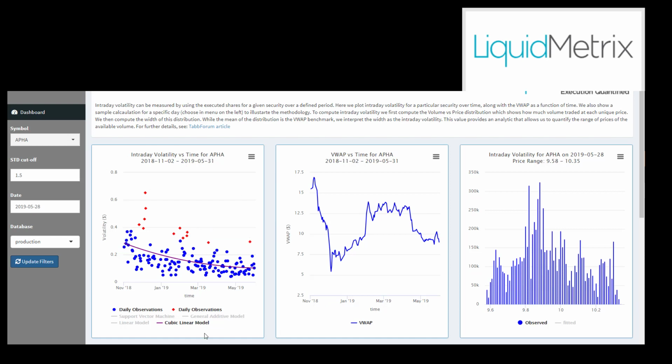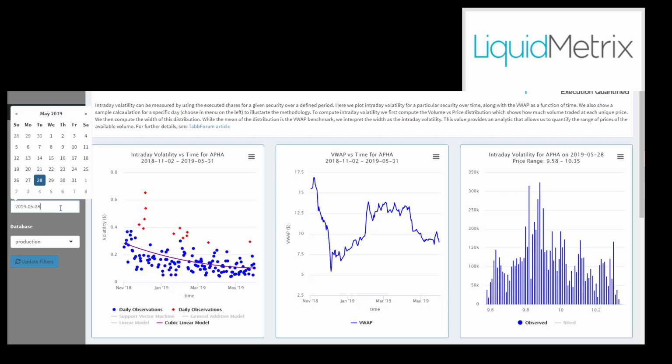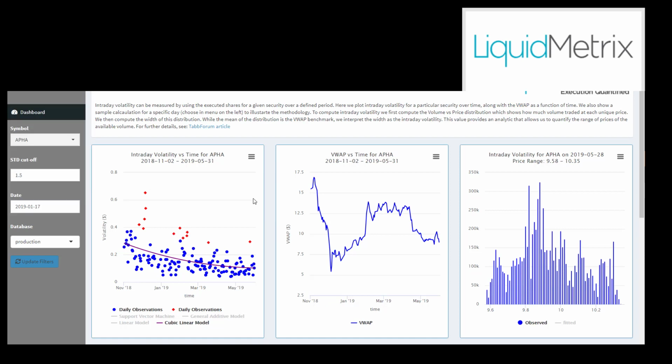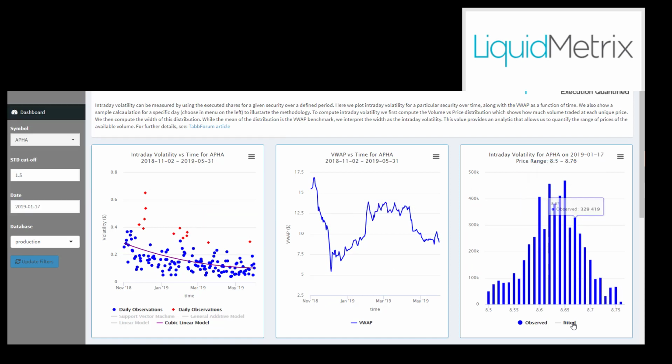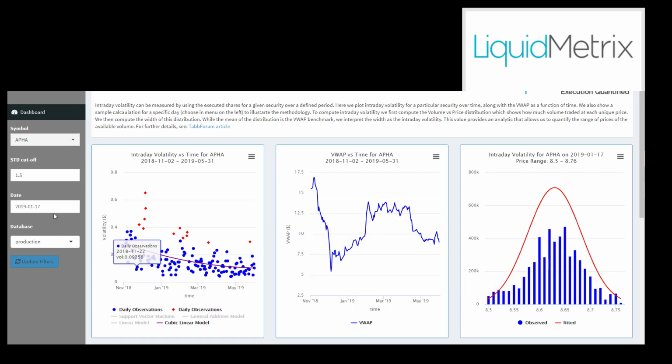If we go over to this chart, what we can see is a time series of intraday volatility. Each point here represents the standard deviation of this distribution. Maybe we'll look at a day that's got a relatively low intraday volatility. January 4th is a quiet day, but let's look at January 17th. We can go back here to our tool, pick January 17th, and this is going to update. And we can see that the distribution is not as wide as what we saw on May 28th.